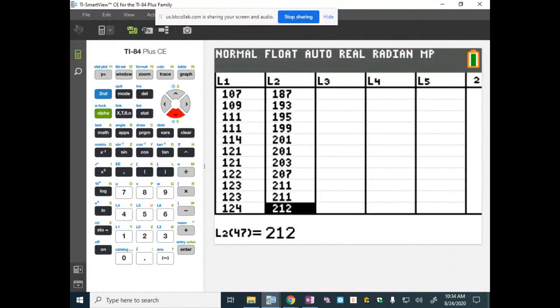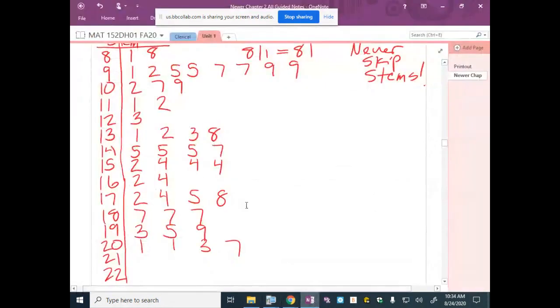Well, let me see. Maybe I put something wrong down. Well, I do have 50 pieces of data.